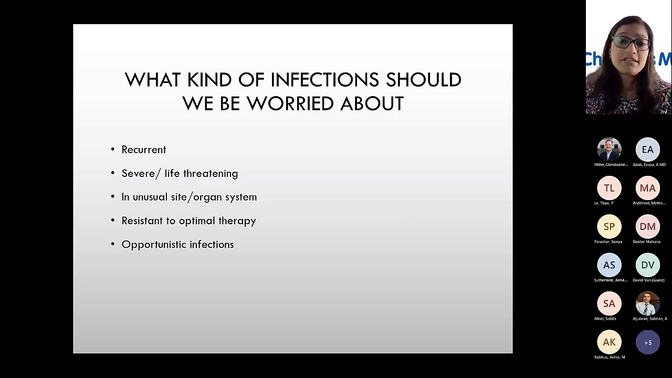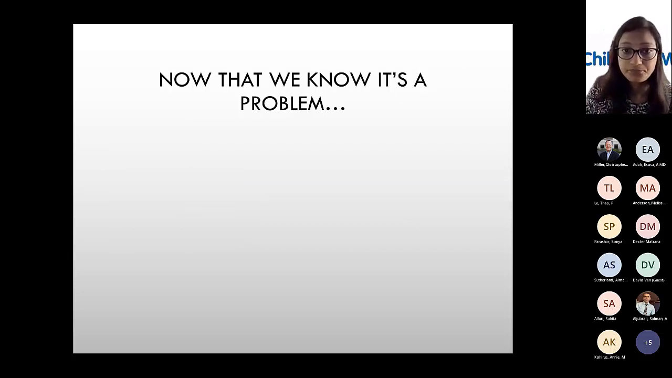If the infections are resistant to optimal therapy, and that optimal therapy can vary based on infection. So if it's a sinus infection, you give oral antibiotics. If a sinus infection needs IV antibiotics, that's out of the norm. You would think that that's not a usual occurrence. So again, that would be unusual. Opportunistic infection, at any point, there has to be some kind of predisposing factor, whether it's an inborn error of immunity or some other condition.